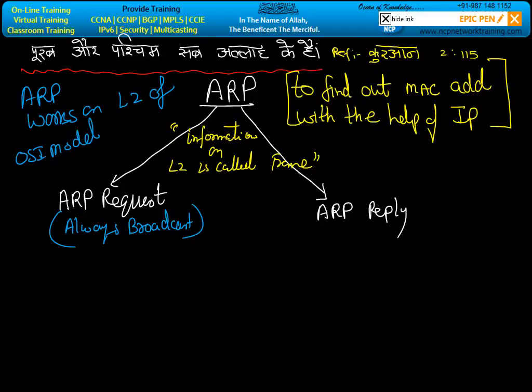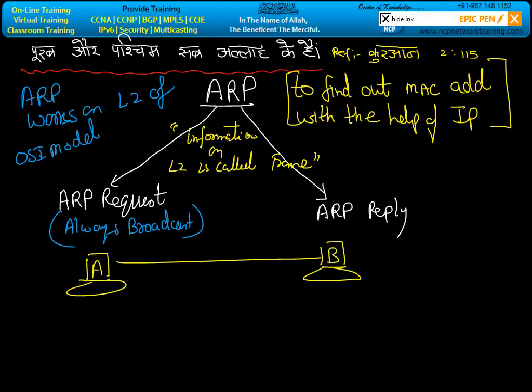If we know the IP address of the remote machine, we can find out the MAC address of that machine. Whenever we want to know the MAC address of the remote machine, the source machine will send an ARP request to the destination machine. For example, machine A is connected to machine B. We remember data or information cannot be delivered till the machine knows the MAC address of the remote machine.